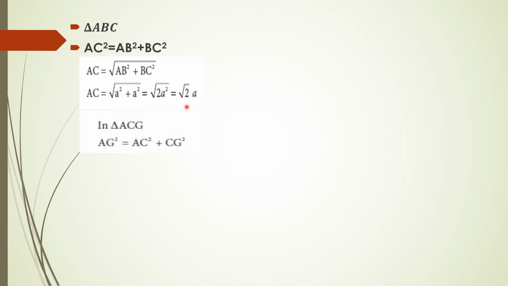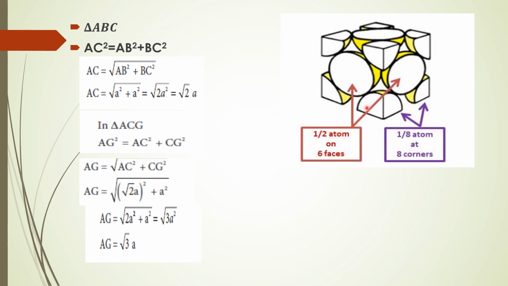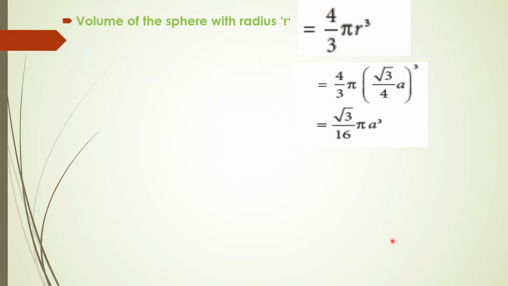Then from another triangle we get AG equal to root 3 a, along the diagonal of the atoms in space. So root 3 a is equal to 4r. How many r's are there? This one r, this one r, this one r, this one r. So 4r, and r is equal to root 3/4 a. The volume of the sphere is 4/3 πr³; I substitute the r value.